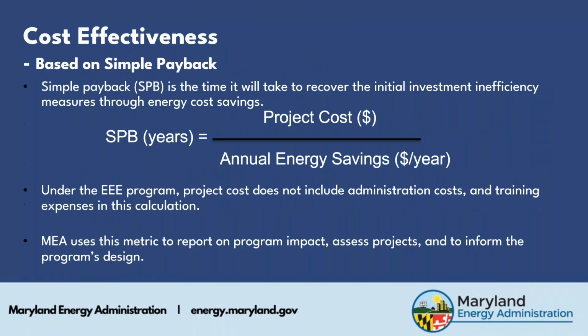Cost effectiveness based on simple payback. Simple payback is the time it will take to recover the initial investment in efficiency measures through energy cost savings. Simple payback equals project cost divided by annual energy savings. Under the EEE program, project cost does not include administration costs and training expenses. MEA uses this metric to report on program impact, assess projects, and to inform the program's design.